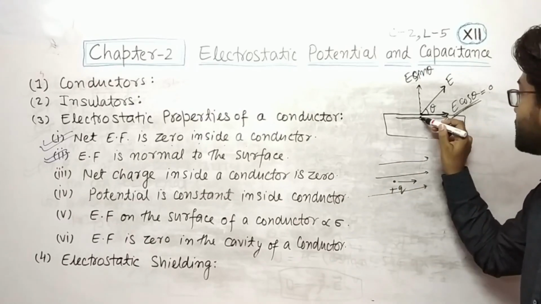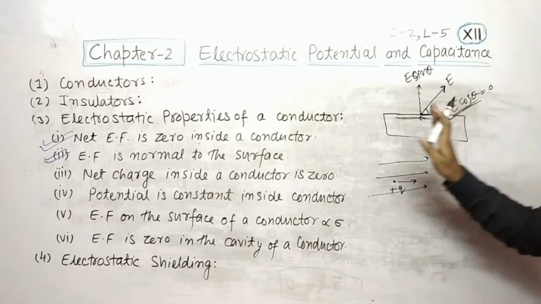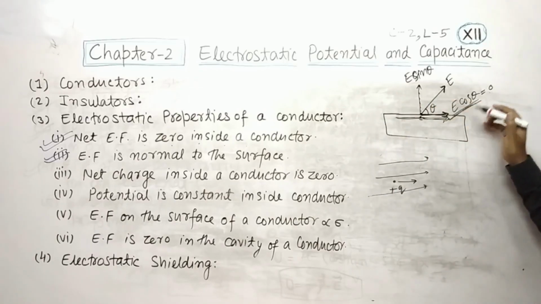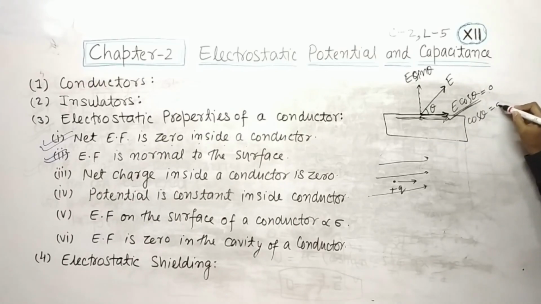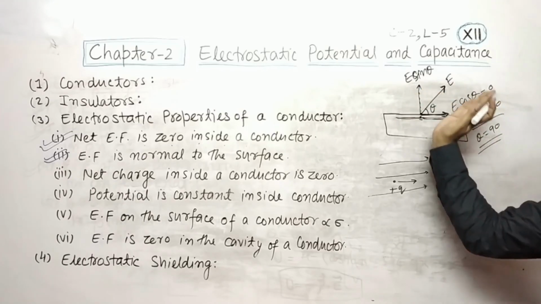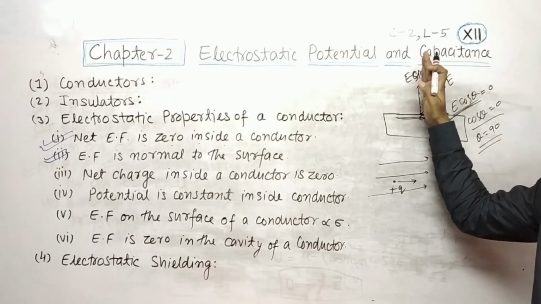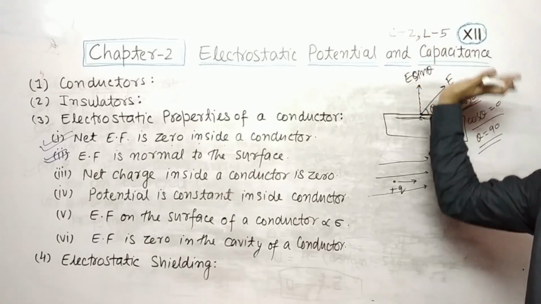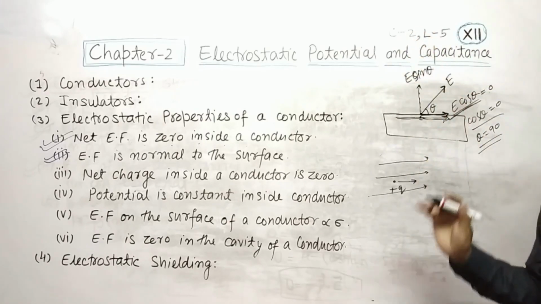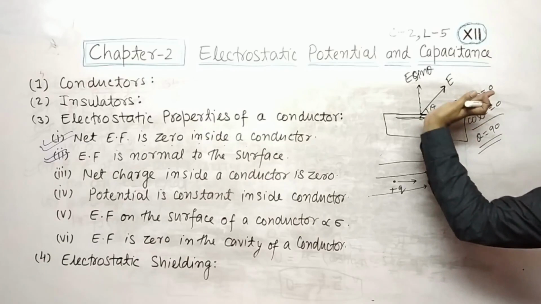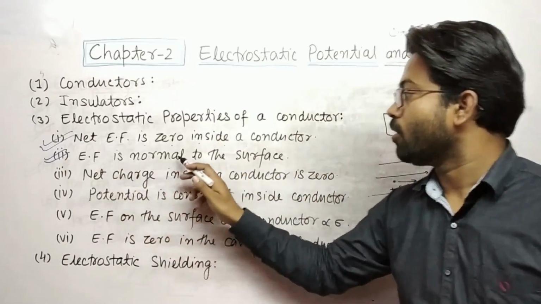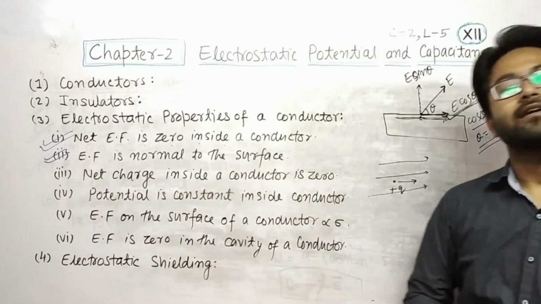Near the surface, the component along the surface is 0. That means E cos theta is 0, so cos theta is 0, where theta equals 90 degrees. That means the electric field always makes a 90 degree angle with the surface. Finally, we can say that the electric field is always normal to the surface of a conductor.